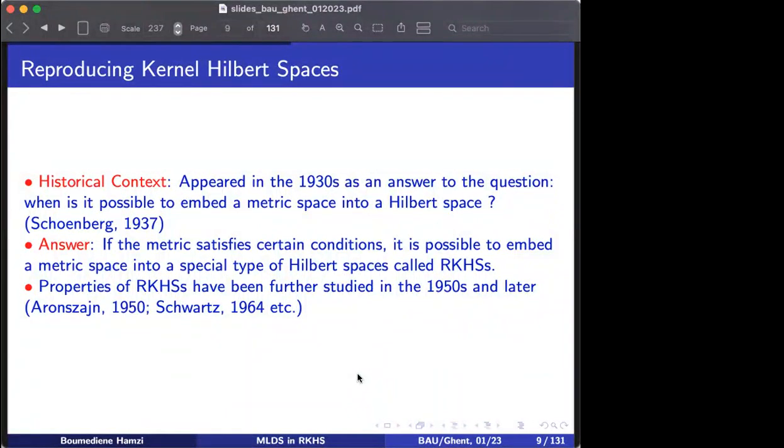Their properties were further studied in the 50s and later on by Aronszajn. Then they died down a little bit, and were resurrected in the 90s by Wahba, and then in the 2000s by Smale and his group.